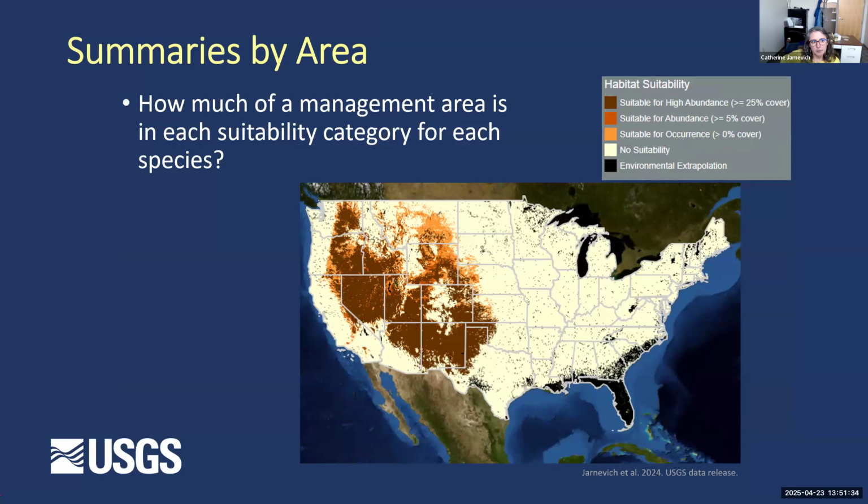So for those tabular summaries that I mentioned earlier, the summaries by area, the information we're trying to provide here is how much of a management area is in each suitability category for each species. So how much of a management area is suitable for high abundance? How much is suitable for abundance? How much is suitable for occurrence? Or how much of it isn't suitable?